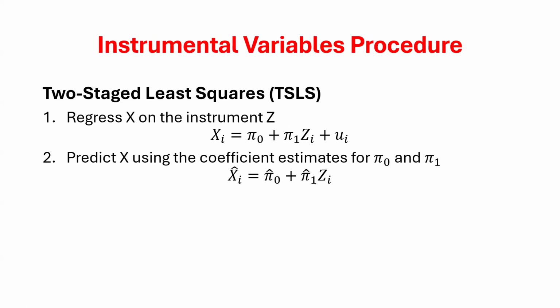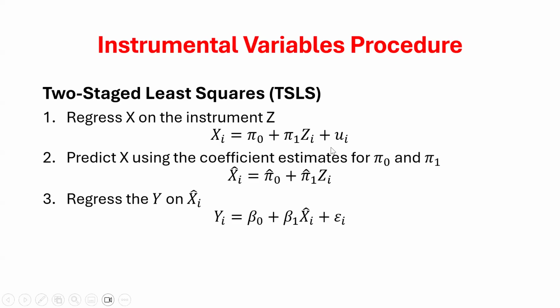Now, once we have those estimates for what x should be based off of our instrument, we're then going to run the original regression we were interested in, trying to predict y using that original x variable we wanted to know the effect of. But instead of using the actual x values, we'll use the predicted x values that came from our first stage regression, right? Where we predicted x just using the values of our instrument, z. So in the final, second stage regression, we won't be using the actual x values. We'll be using our predicted x values that came from our first stage regression results.